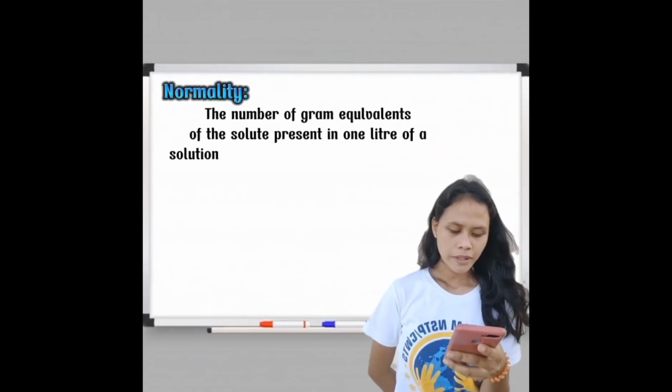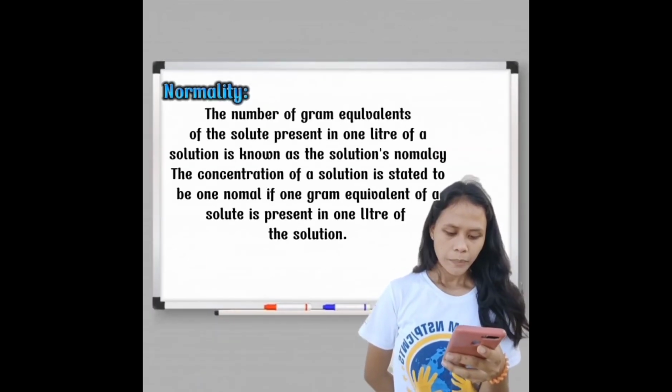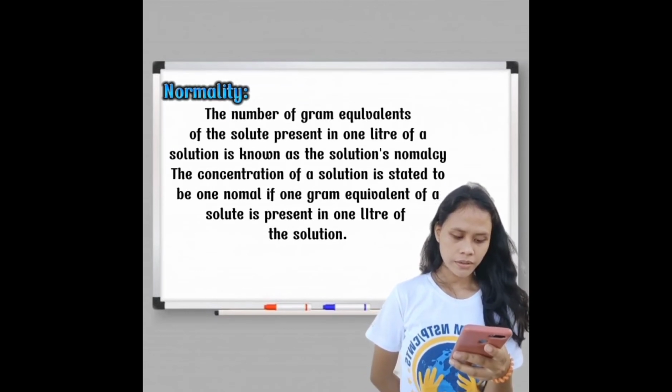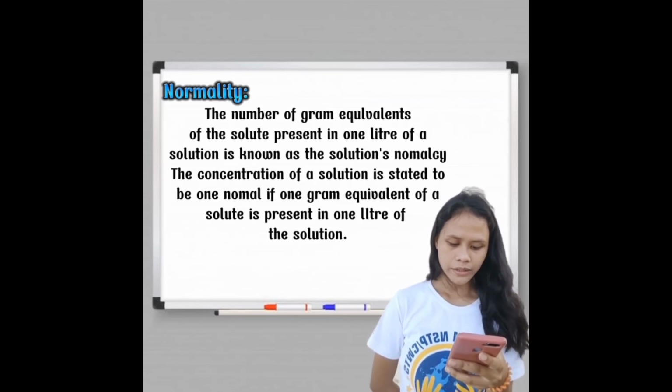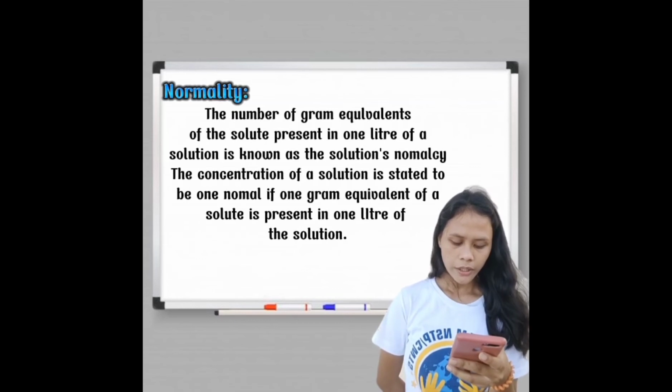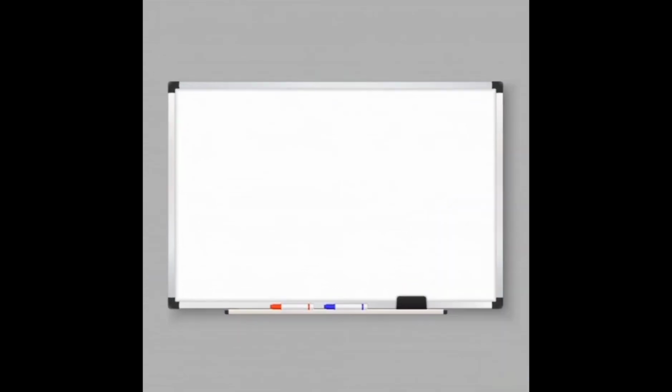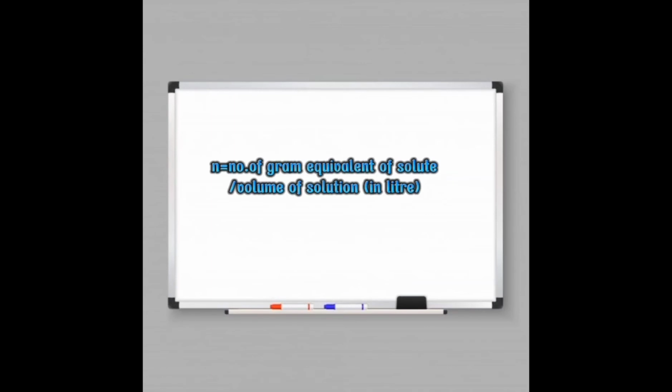Normality. The number of gram equivalents of the solute present in 1 liter of a solution is known as the solution's normality. The concentration of a solution is said to be 1 normal if 1 gram equivalent of a solute is present in 1 liter of a solution. Normality N equals number of gram equivalents of solute over volume of solution in liters.